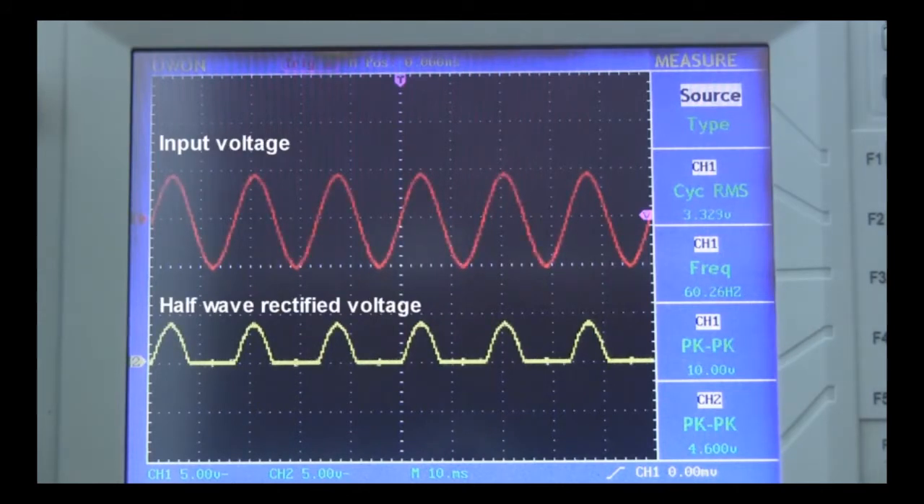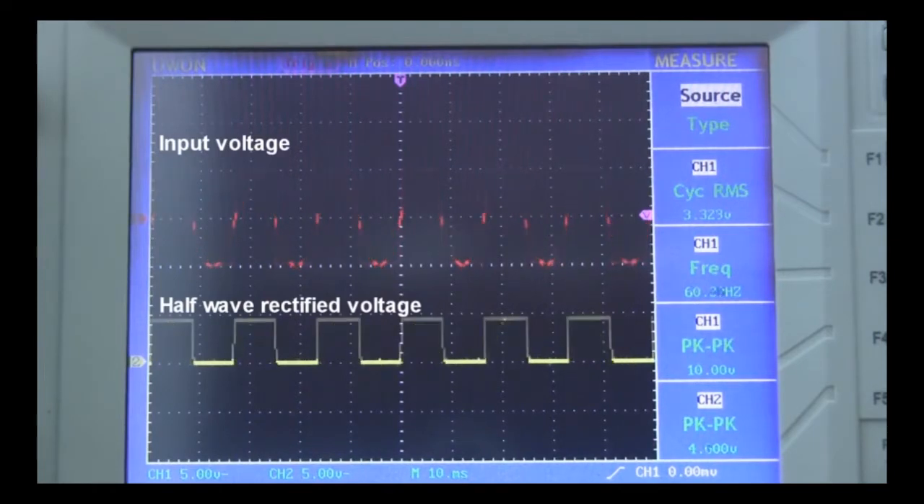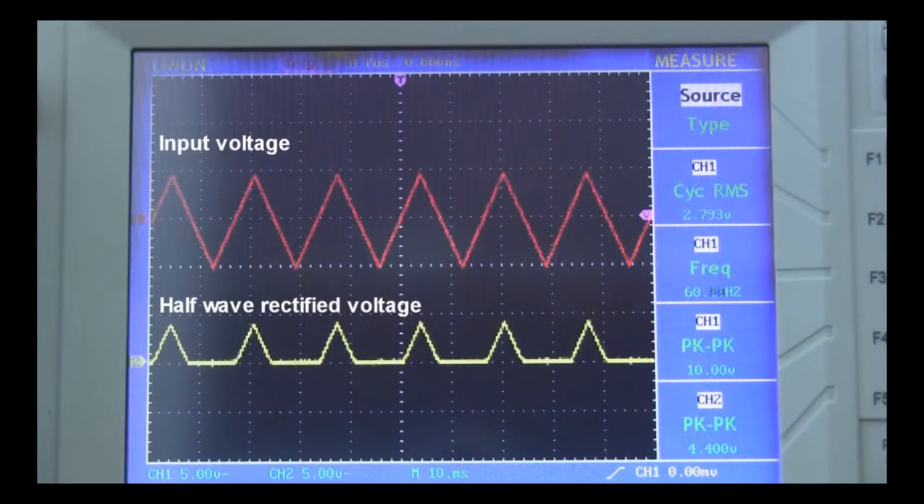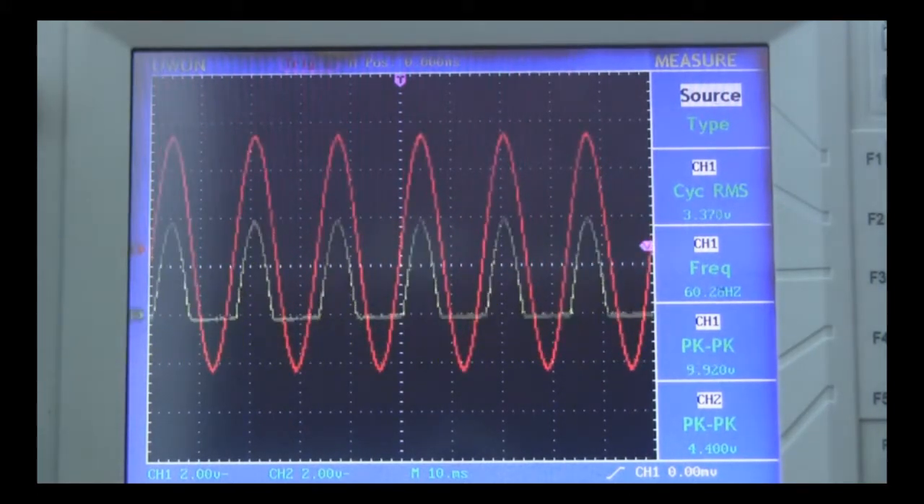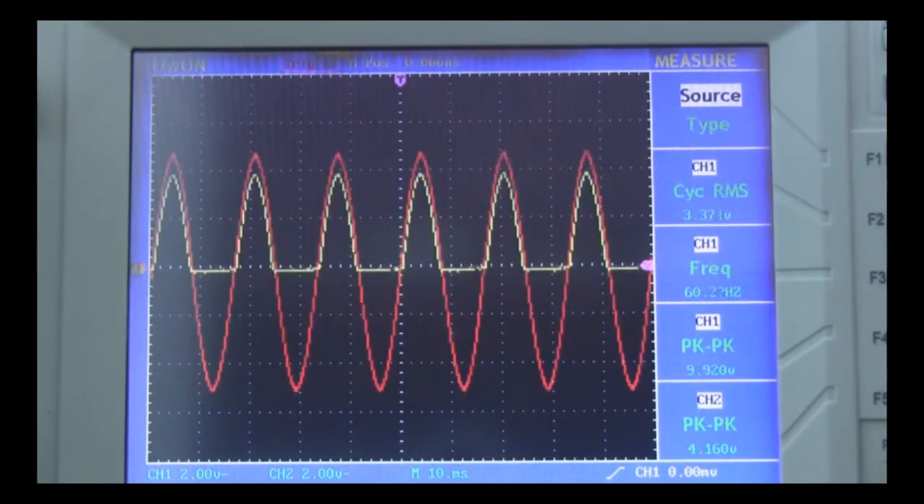This process is called half-wave rectification, and it doesn't have to be with just a sine wave. It'll also work with square waves, triangle waves, or any other waveform that dips into the negatives. Wait a minute. If you zoom in and put the waveforms on top of each other, there's a voltage missing. Well, that's because there's no such thing as a perfect diode.